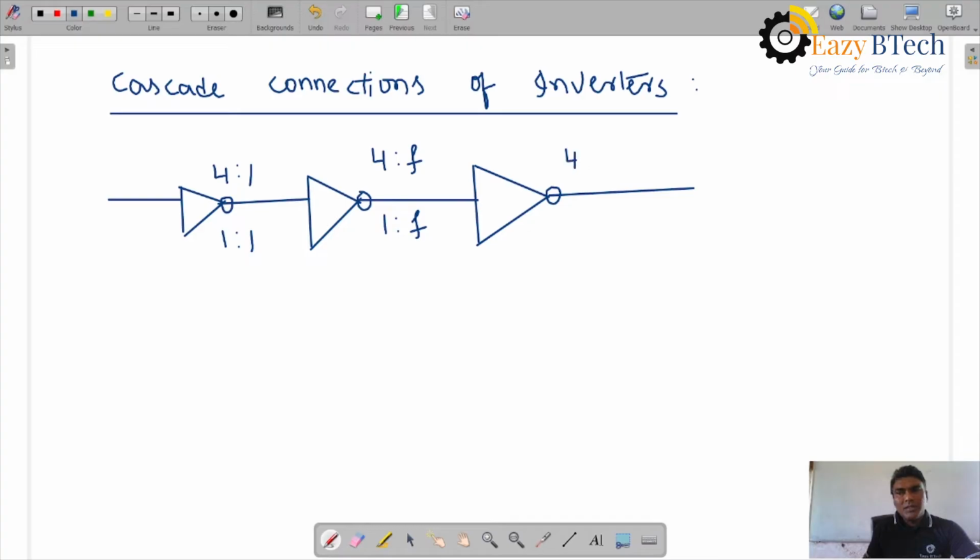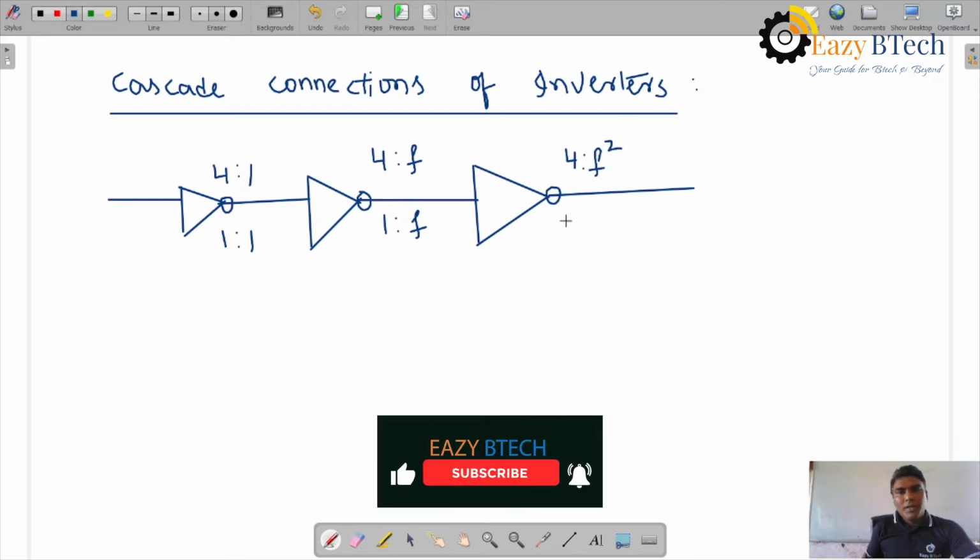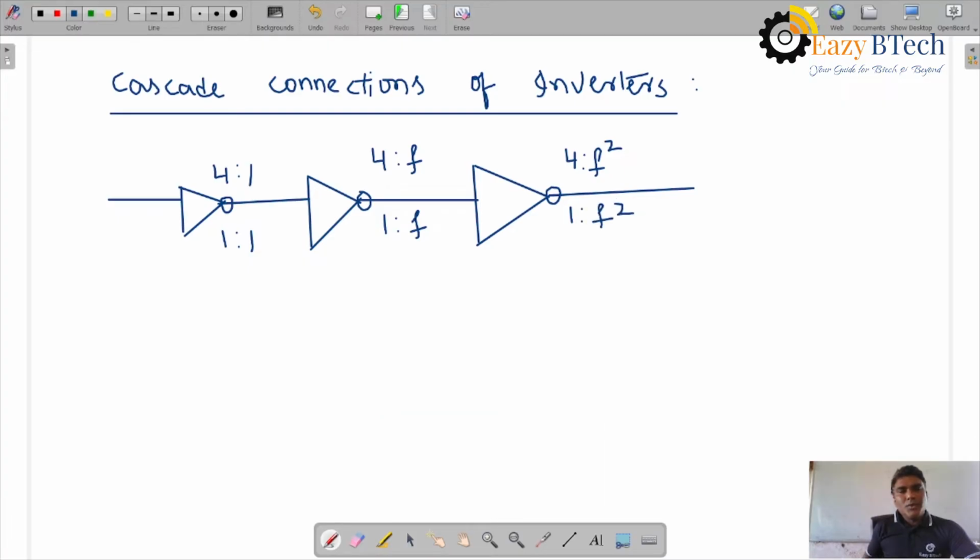Now this one is 4F square, 1F square. So finally here we are maintaining the load capacitance, increasing the load capacitance. You see, in the cascading connections, the pull up pull down ratio is maintained. So cascading connections of inverter.